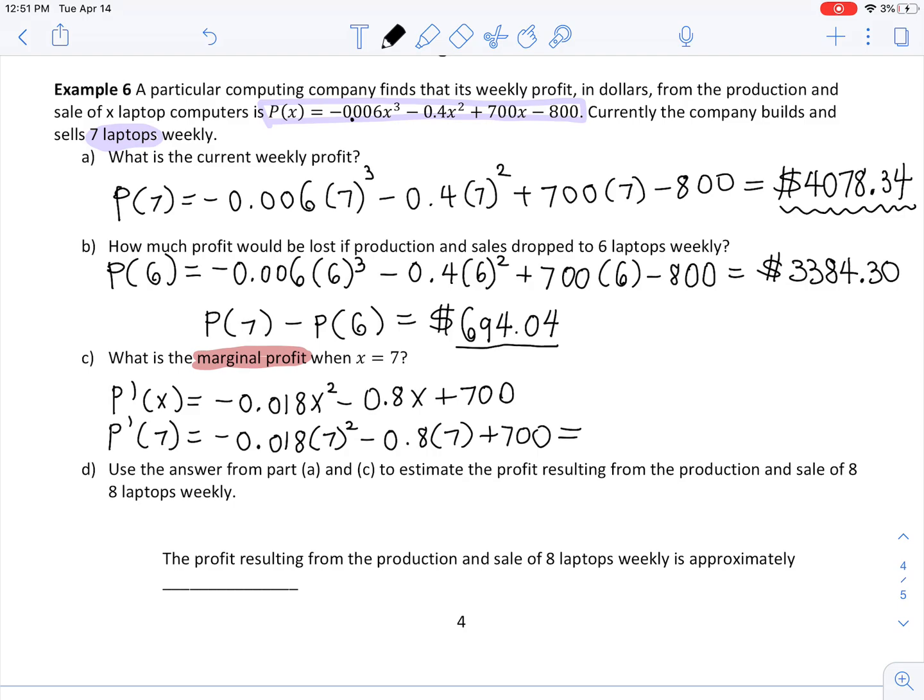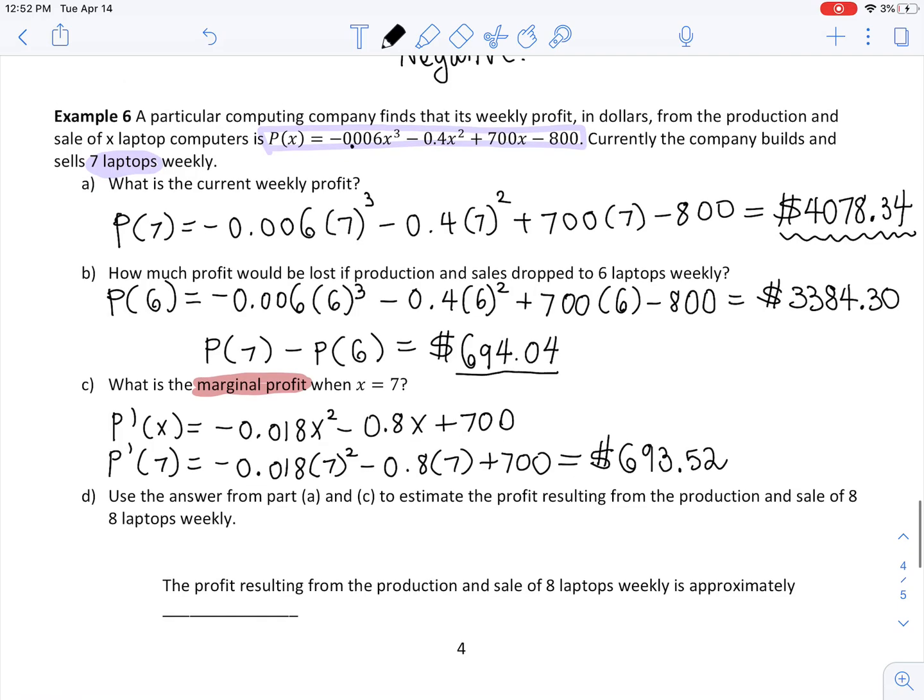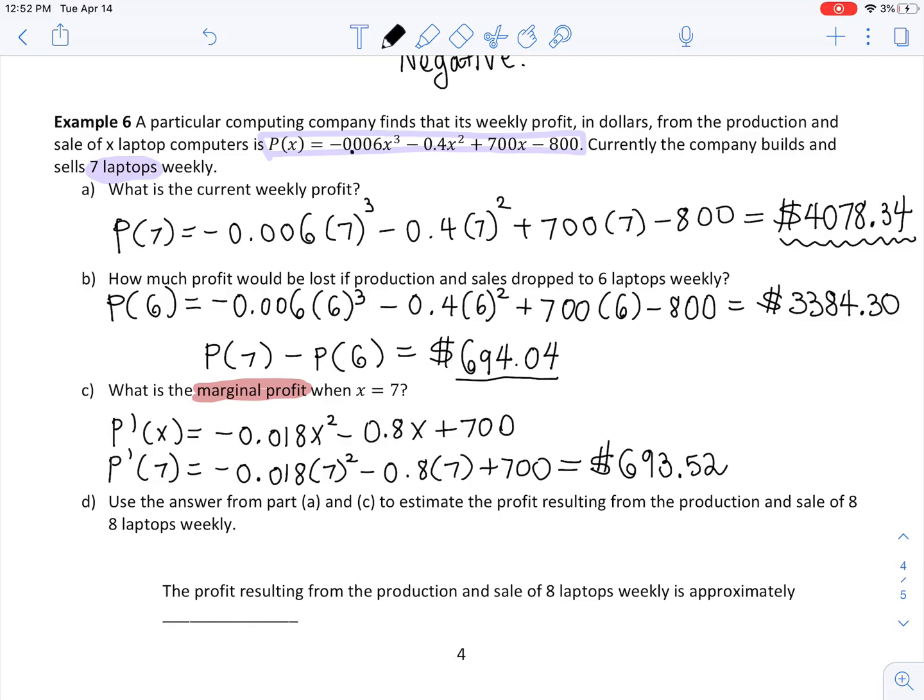Alright, I am typing in 0.018 times 7 squared minus 0.8 times 7 plus 700. What did you get? I got $693.52. So that's going to be the marginal profit at X equals 7. So let's use this answer to answer part D. Use the answer from part A and C.